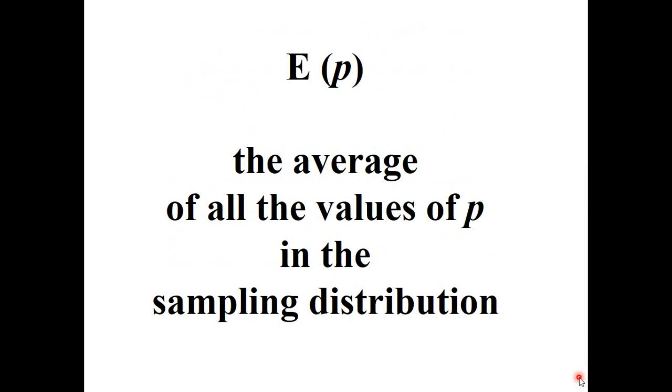Now, don't let the long name worry you. The expected value of p in the sampling distribution is a very simple thing to understand, because the expected value of p is simply the average of all the values of p in the sampling distribution.